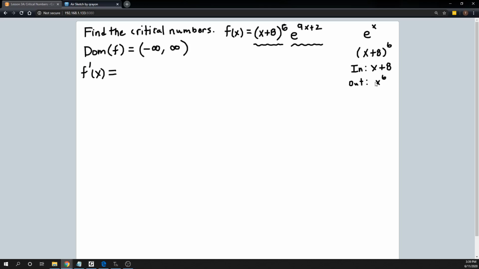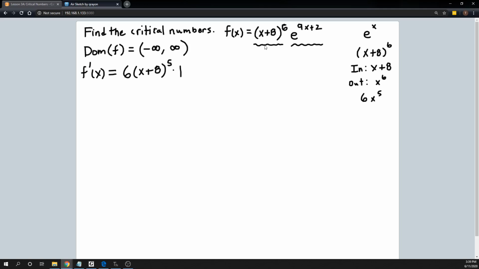So the chain rule says to take the derivative of the outside part, which is 6x to the 5th, from x to the 6th. And then plug the inside into the derivative of the outside. So instead of it being 6x to the 5th, it is going to be 6 times (x plus 8) to the 5th power. And then the last step of the chain rule is to multiply by the derivative of the inside part. The derivative of x plus 8 is just 1. Okay, so I'm going to multiply by 1. So we took the derivative of (x plus 8) to the 6th.